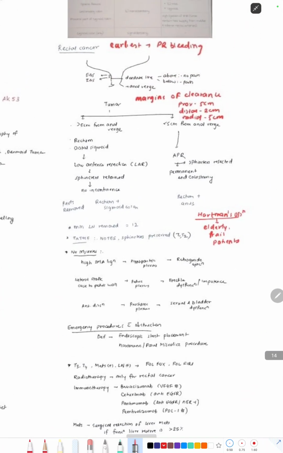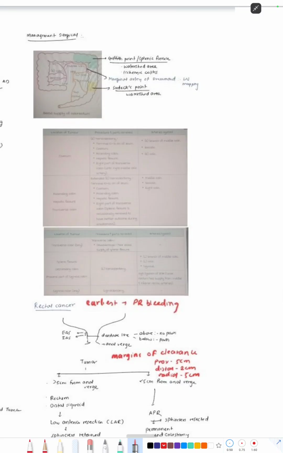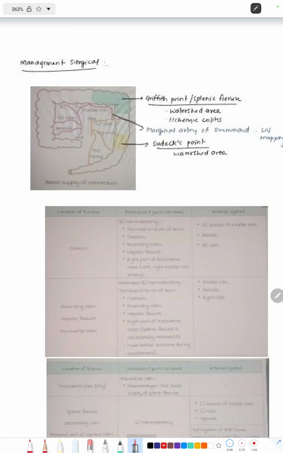Then next is going to be the surgery. So how do we do the surgical management? So here this is the intestine that is shown. These are the vessels that supply.